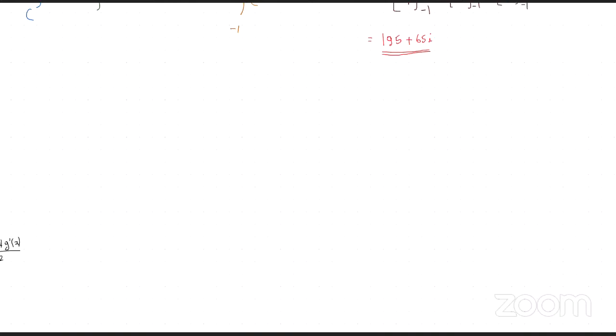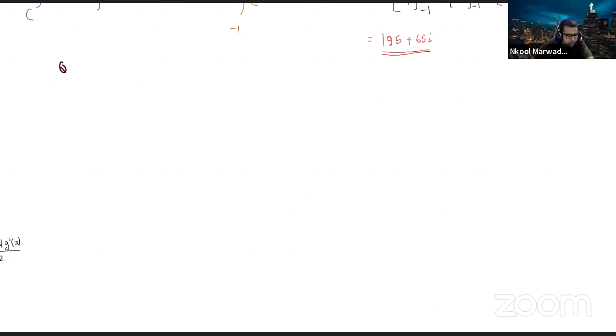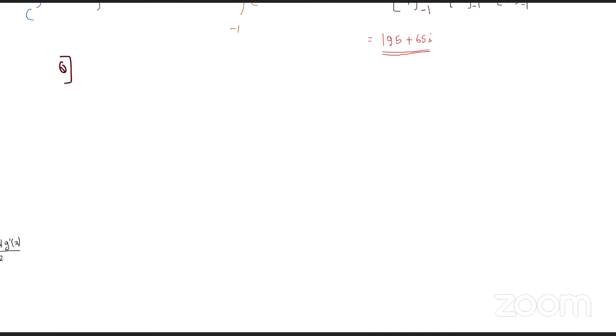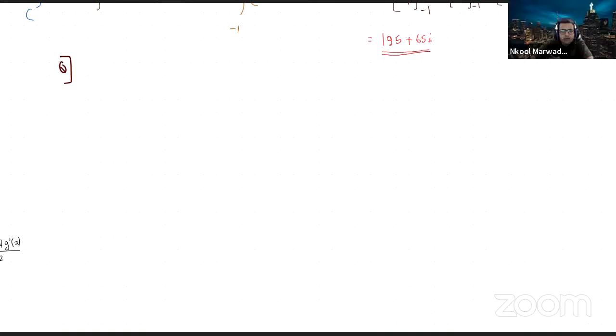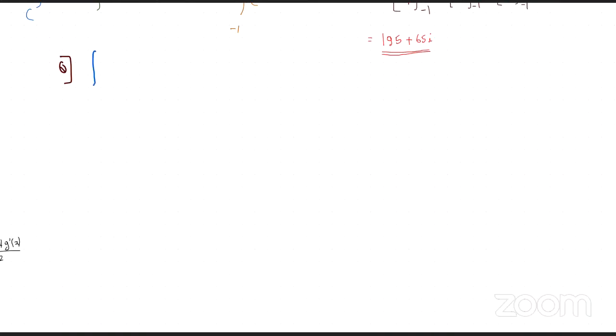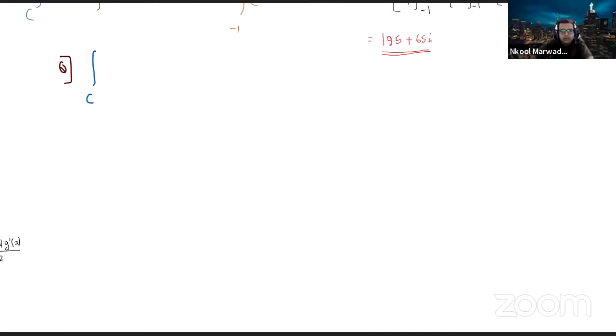Let us do one more question. The function given to us is basically 1 by z, and we have to find the line contour integral of it. The contour is a circle, and x and y will be given in the question.